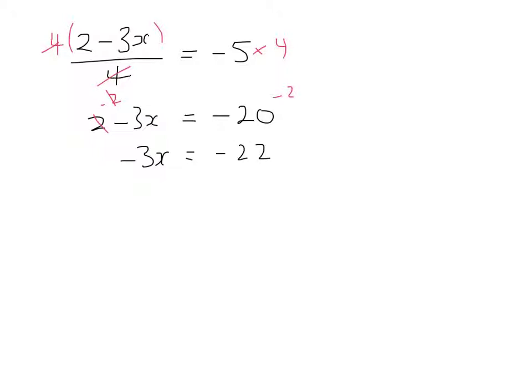And the final step here will be to divide both sides by negative 3. The negatives will cancel, the 3's will cancel, and that will leave us with x is equal to, and on the right hand side we also get the negatives will cancel down. We end up with 22 over 3 is our value of x.